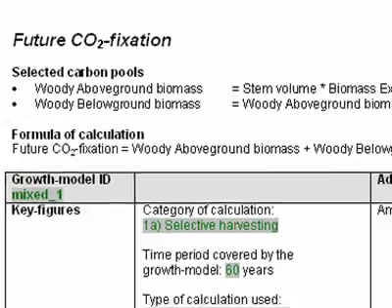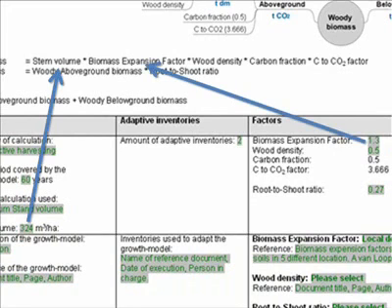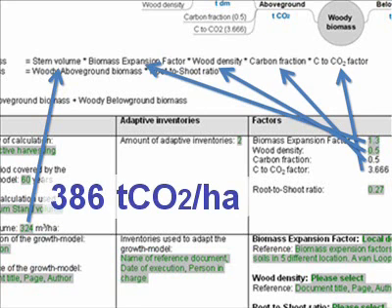With the first formula, we calculate our above ground biomass. This is our stem volume of 324 cubic meters per hectare times our biomass expansion factor of 1.3 times our wood density of 0.5 times our carbon fraction of 0.5 times our carbon to CO2 factor of 3.6666, which gives us a woody above ground biomass of 386 tons of CO2 per hectare.